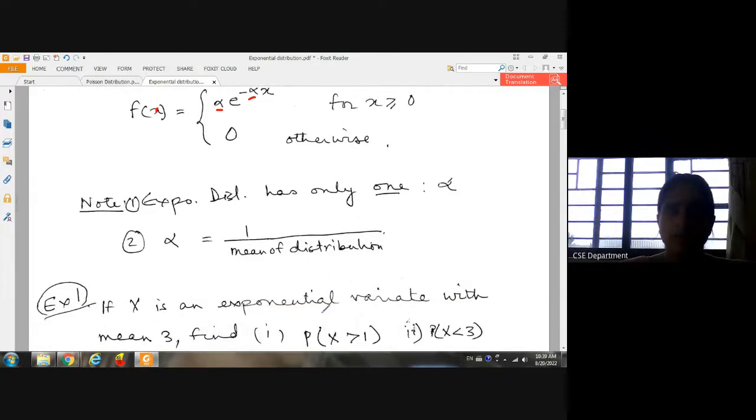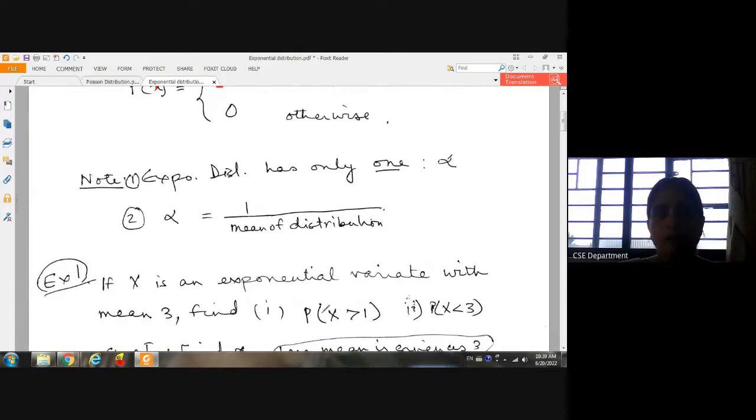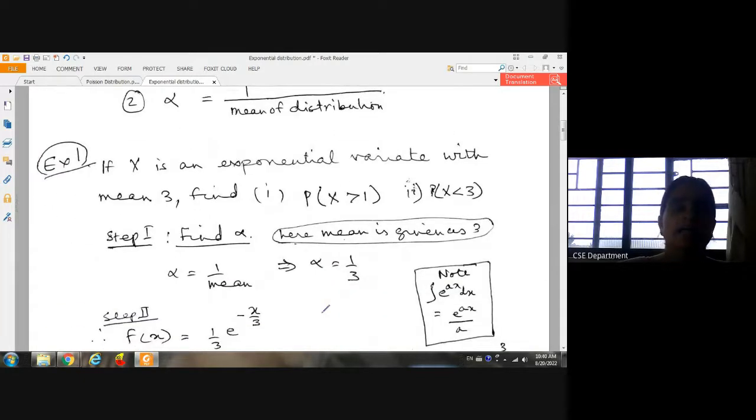The quickest way to handle the exam problems is to start doing the problems. Let us start. First example: if x is an exponential variate with mean 3, find part 1, probability x is greater than 1, and part 2, probability x is less than 3. These are the two parts. For exponential distribution, again the steps are the same for all these distributions: reading the question, find the parameters, write the formula, calculate.